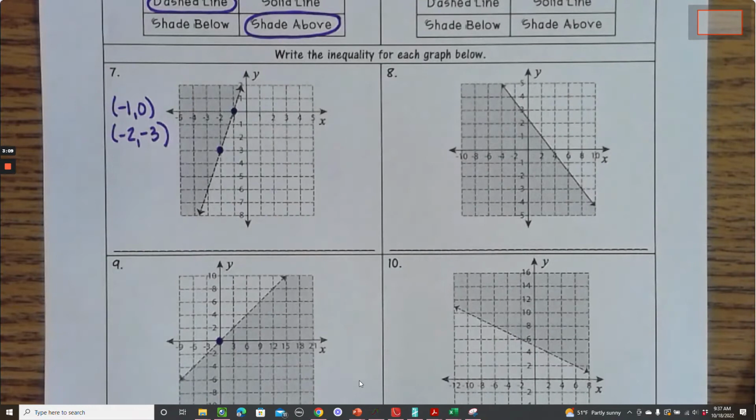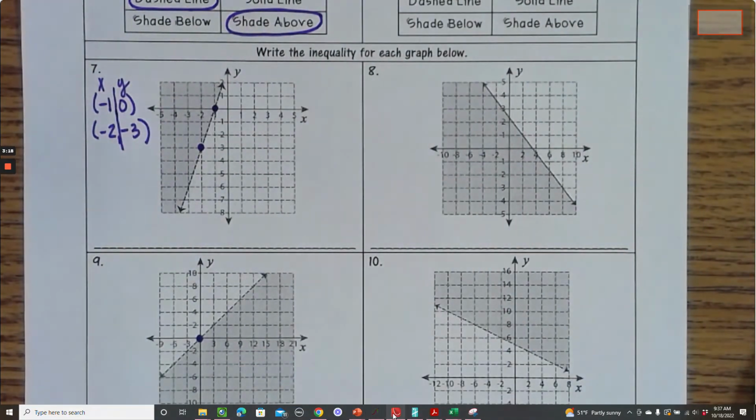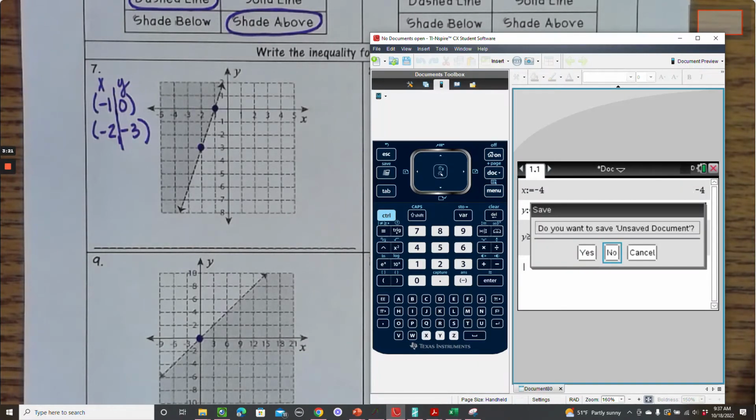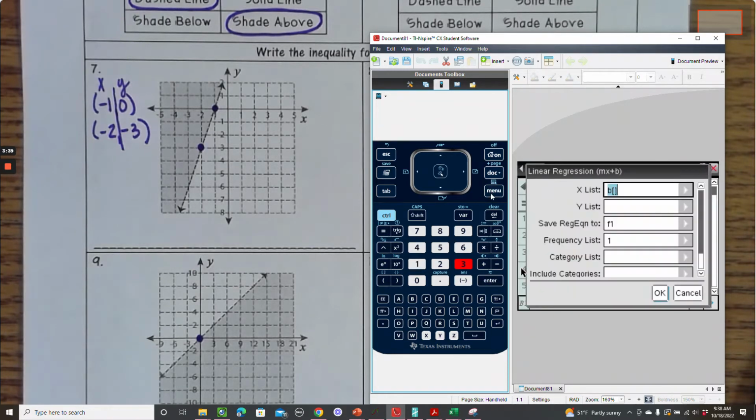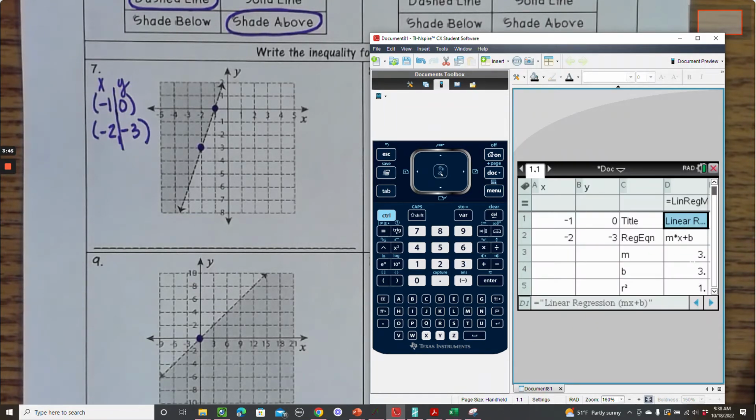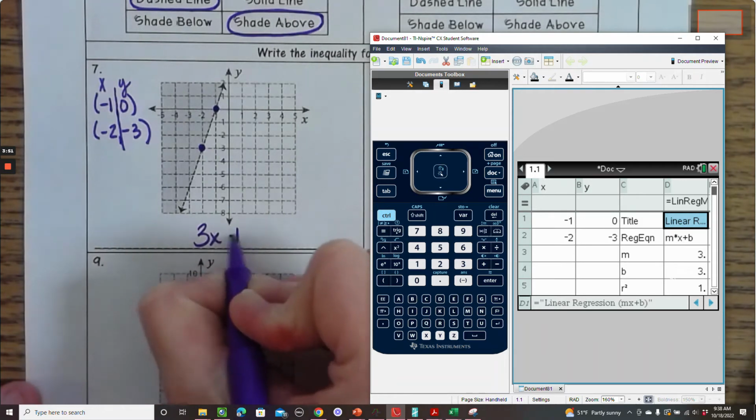So the easiest way to do this would be to pull points, and then I can do linear regression on this. In my calculator, I'm going to do the tables, the green table in the middle, put my x and my y. My x's are -1 and -2. Y's are 0 and -3. Menu 4, 1, 3. Change my x list to x, my y list to y. And here it gives me m is 3, b is 3. So that means I've got y equals 3x plus 3.